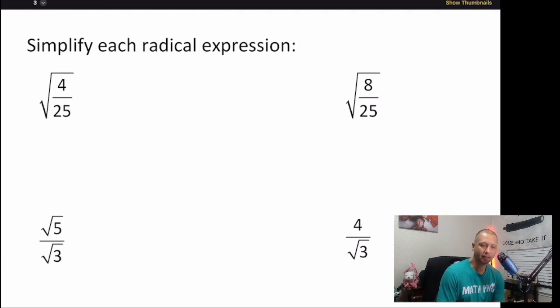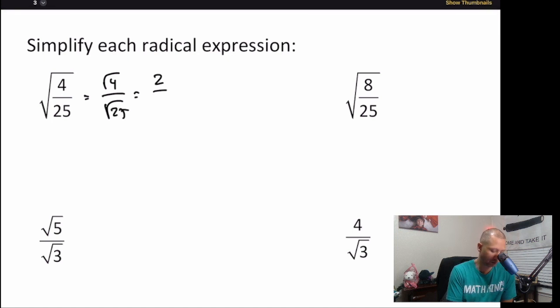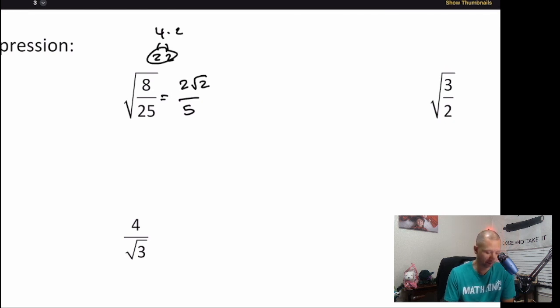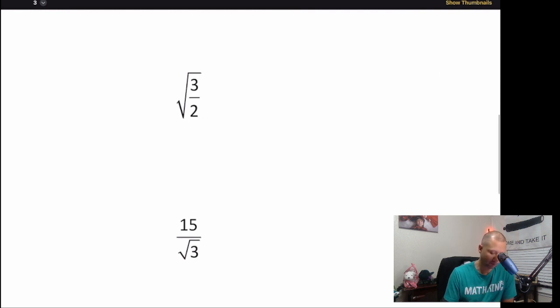So the idea here, there's another property, a square root property, that I can take the square root of the top and the square root of the bottom of a fraction. So this is going to be the square root of 4 over the square root of 25, which is 2 over 5. So square root of the top, square root of the bottom, we can split them up. So we did the same thing here. Square root of the top, square root of the bottom. Square root of the bottom is easy. It's going to be 5. Hopefully you can see that. Square root of the top. So 4 times 2, and then 2 times 2. So 2 root 2 over 5. That's the answer here.